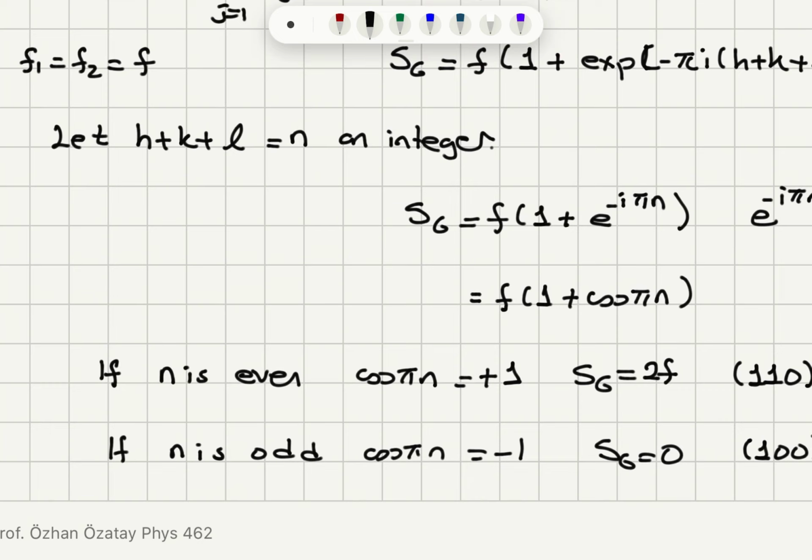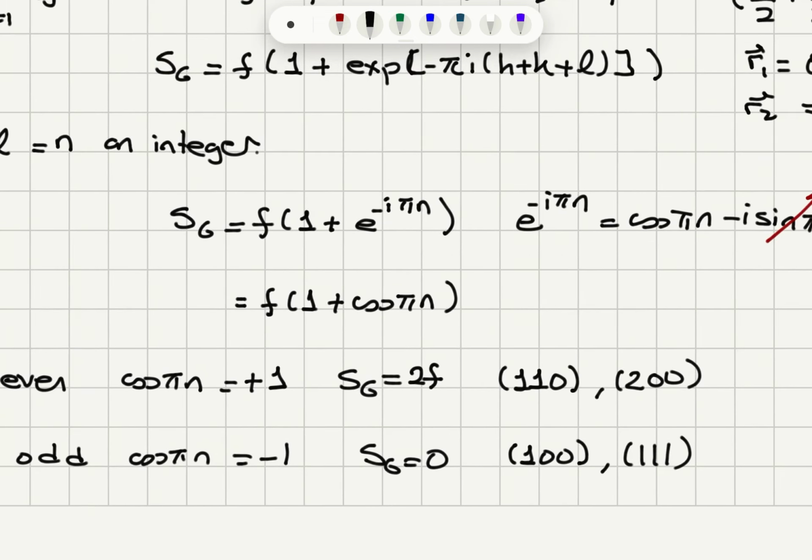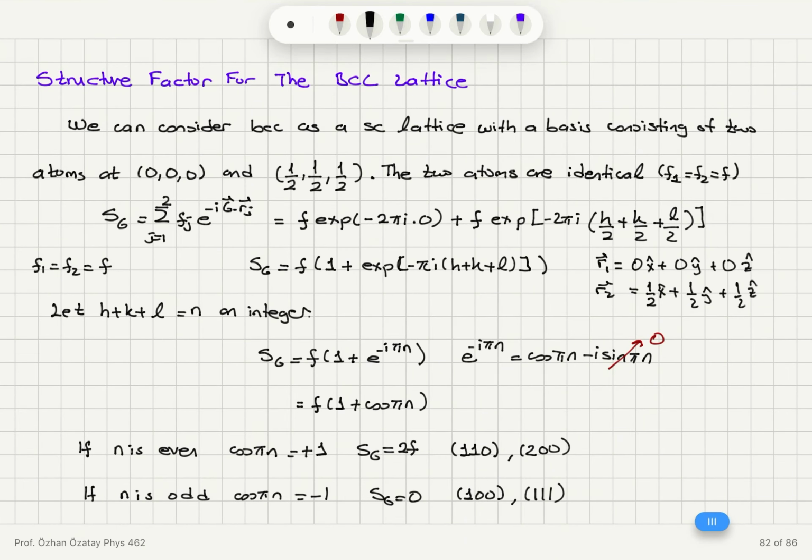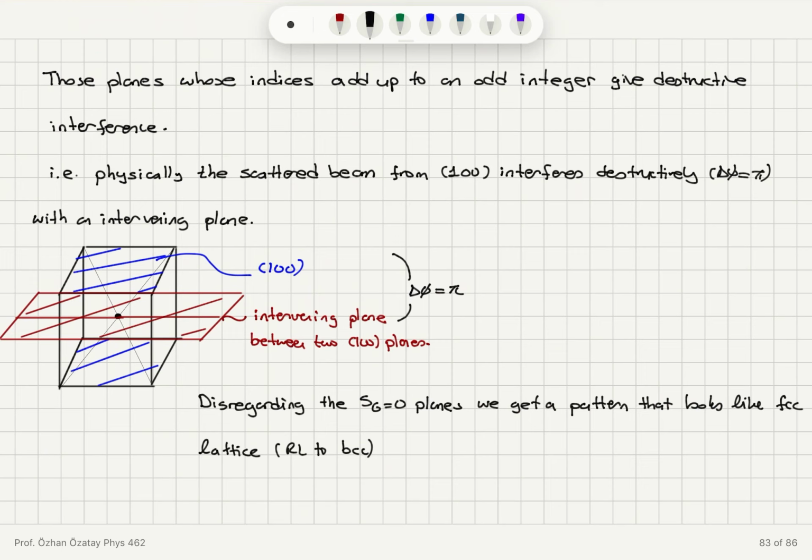However, if n is odd, then I will have cosine pi, for example, which is minus 1, and the geometrical structure factor will give me 0. For example, 1, 0, 0 or 1, 1, 1 planes will give me destructive interference. So there will be no diffraction peaks coming from these planes. So those planes whose indices add up to an odd integer will give destructive interference.